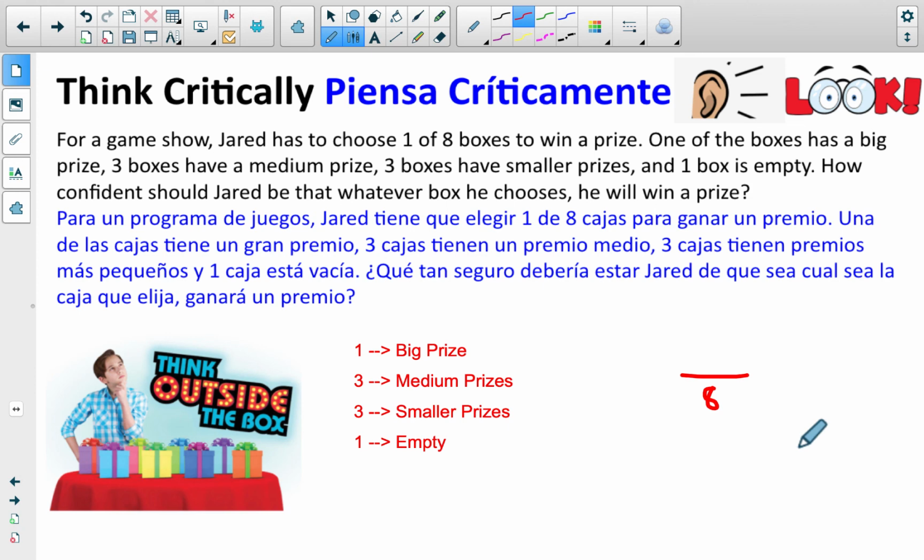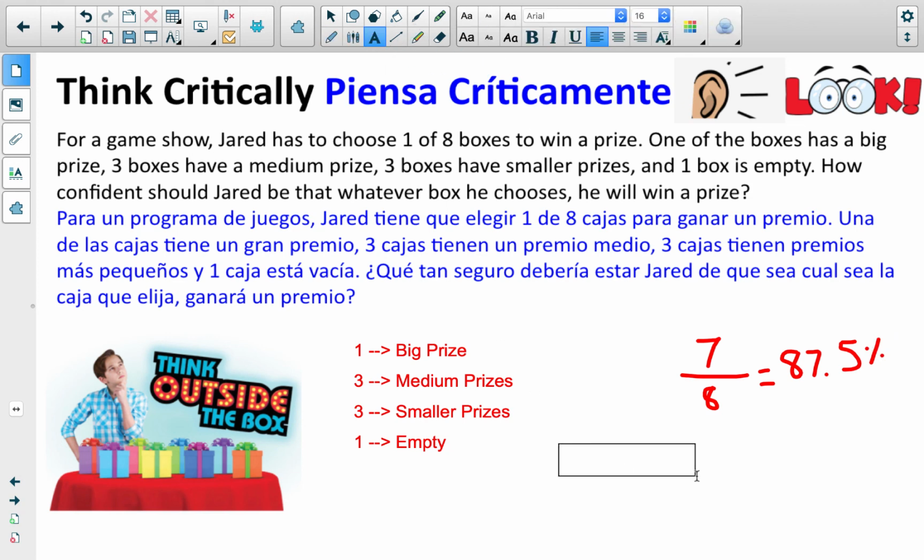Now, how confident should Jared be that whatever box he chooses will win a prize? So it's not saying a big prize, a small prize, or a medium prize, just a prize. Well, there's 1 plus 3 plus 3, so that is 7 out of 8. He has an incredibly good shot of getting this prize, which is, as a percent, 87.5%. So he is very likely to get a prize because most of the boxes have a prize. So this is likely. It's not certain, though, because he does have that 1 that is empty.